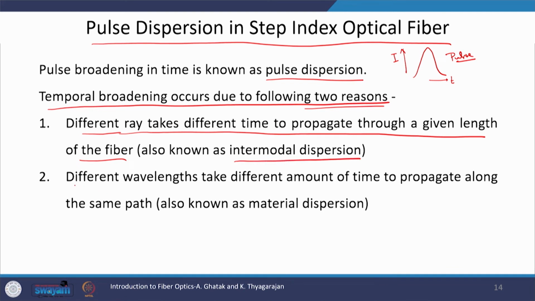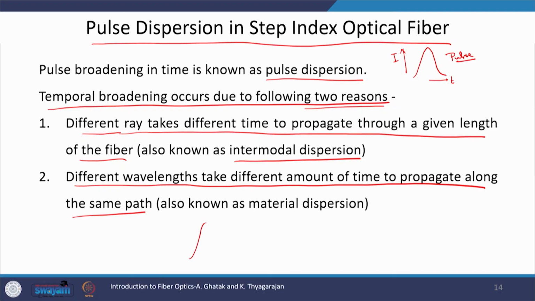Alongside, different wavelengths also take different amounts of time to propagate along the same path. This is called material dispersion, and this also leads to pulse broadening. But why is it of our concern to take into account the pulse broadening?